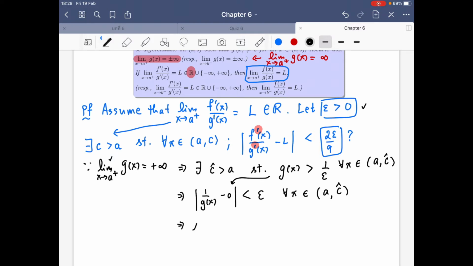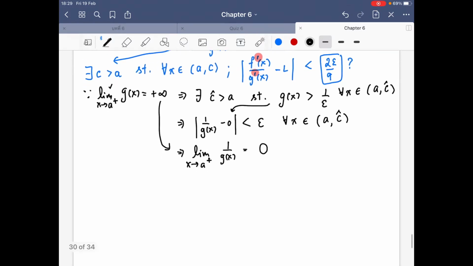So it means that the limit of 1 over g(x) is 0 as x goes to a from the right. This makes sense, right? Because g is getting larger and larger, so the reciprocal of a huge number will be a small number. So what does this mean?